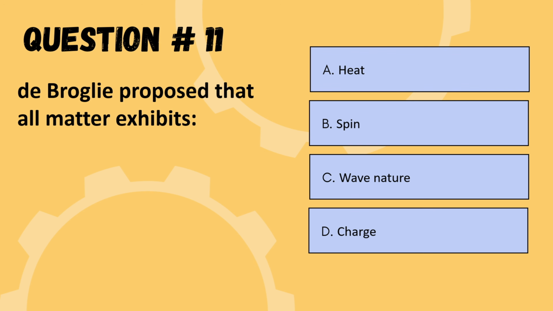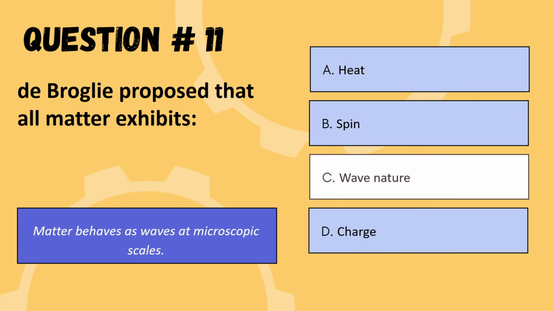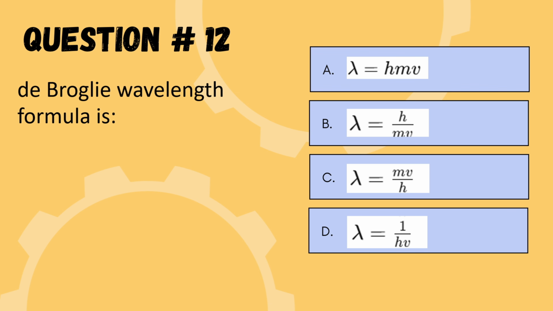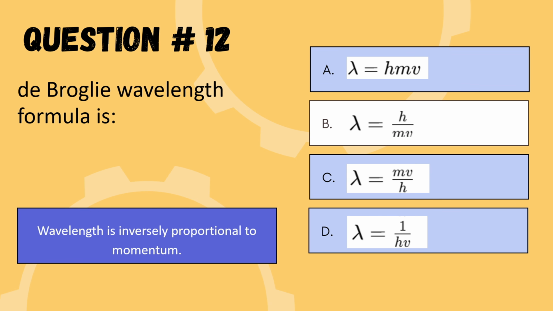Next question is, de Broglie proposed that all matter exhibits. Options are heat, spin, wave nature or charge. So the correct option is option C, wave nature. So we are moving to the next question. Next question is, de Broglie wavelength formula is. Options are lambda = hmv, lambda = h/mv, lambda = mv/h, or lambda = 1/hv. So the correct option is option B, lambda = h/mv. So we are moving to the next question.